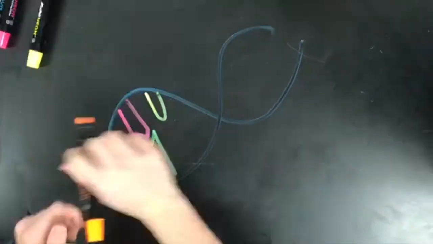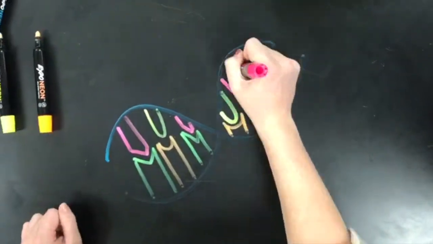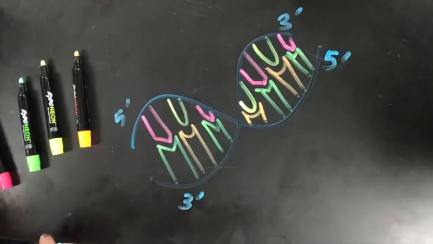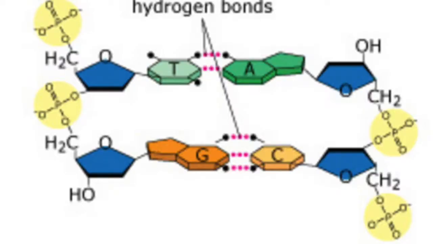Here we have the DNA structure with matching nitrogenous bases. This represents the 5' to 3' and how they are anti-parallel. This part represents the hydrogen bonds, where there are 2 hydrogen bonds in between the A and the T, and there are 3 hydrogen bonds in between the G and the C.